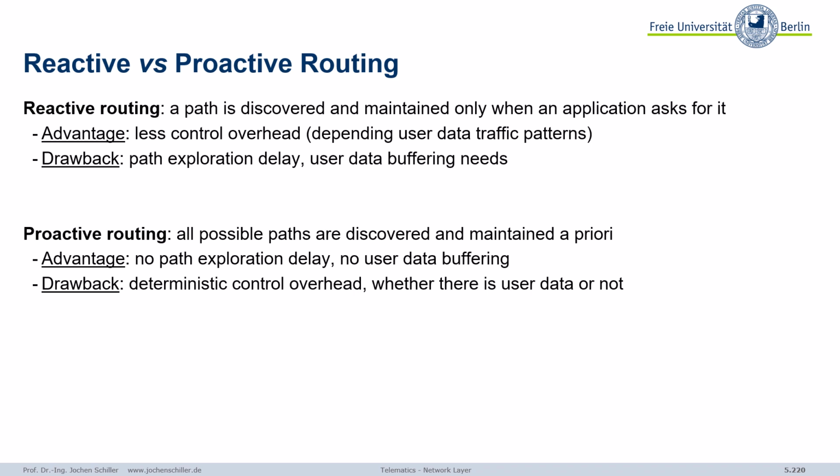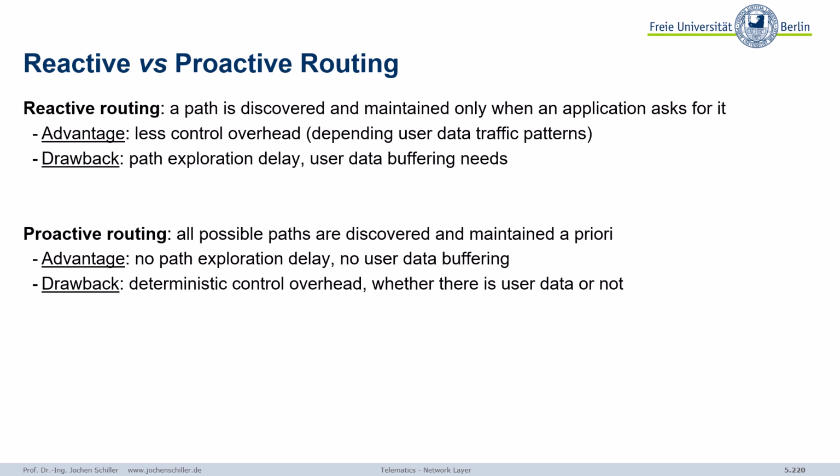This takes some time. So there's a delay for path exploration. The alternative is so-called proactive routing. We try to find out all possible, or better said, all needed paths. We discover them before we need them and maintain them. Big advantage, there's no delay for path exploration. As soon as we want to send something, there is a path because proactively we looked for a path. The big drawback is that we have an overhead. No matter if we use paths or not, we have to maintain them.